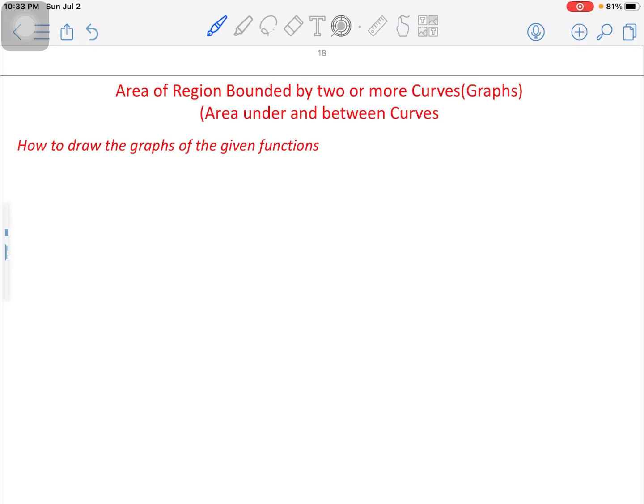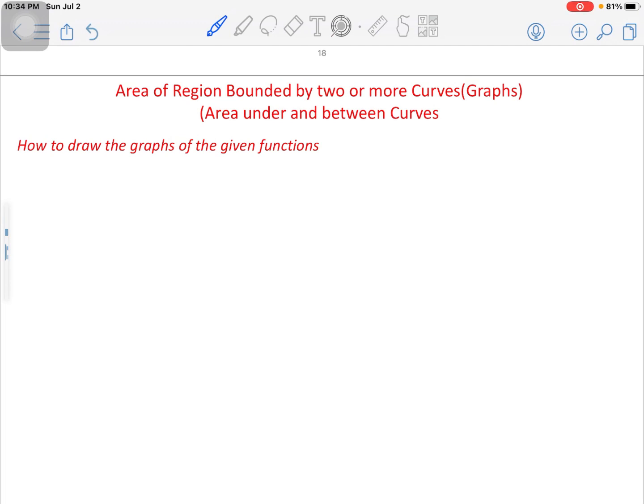So let's look at something here. Right now, since we have already explained how you'll be able to find the area under and between curves, we want to dive into how you can draw the graphs of the given functions. So basically, most of the times they give you the functions and then they ask you to find the area between those curves. But how do you do that?